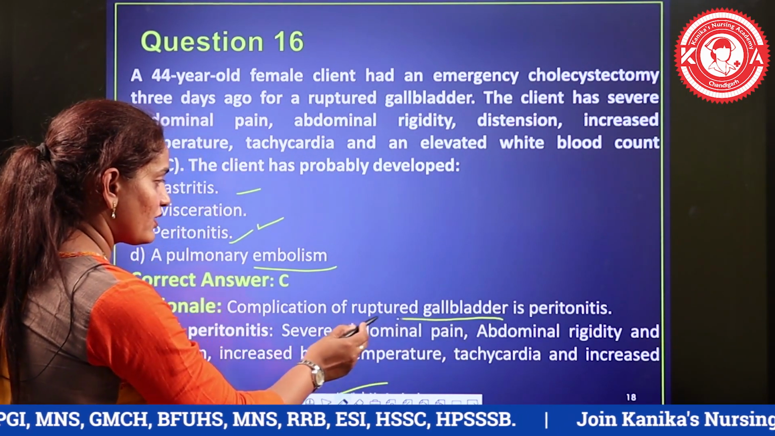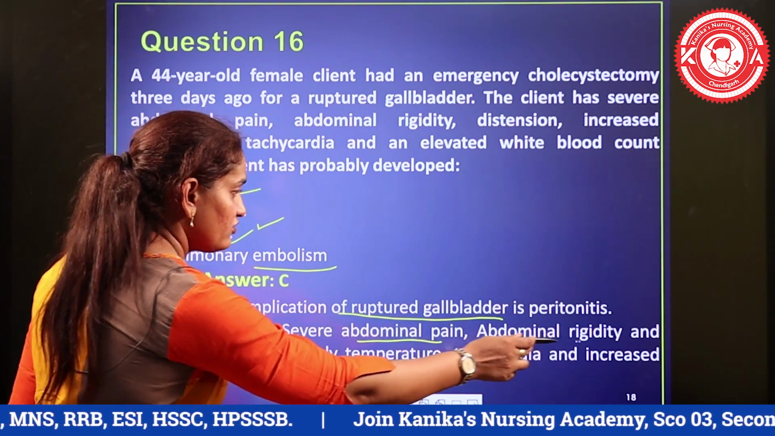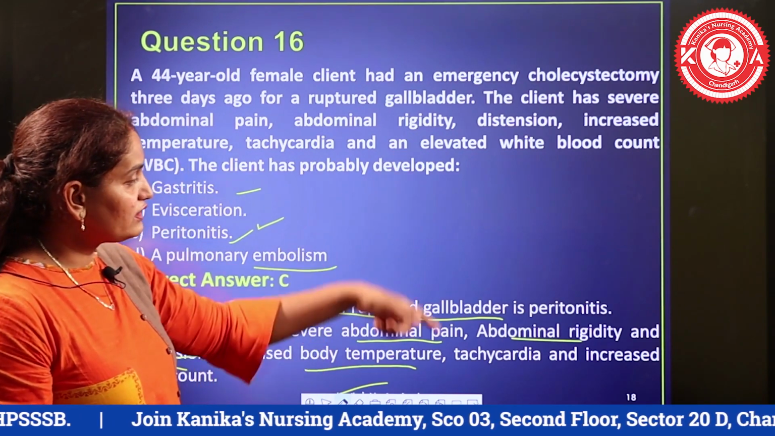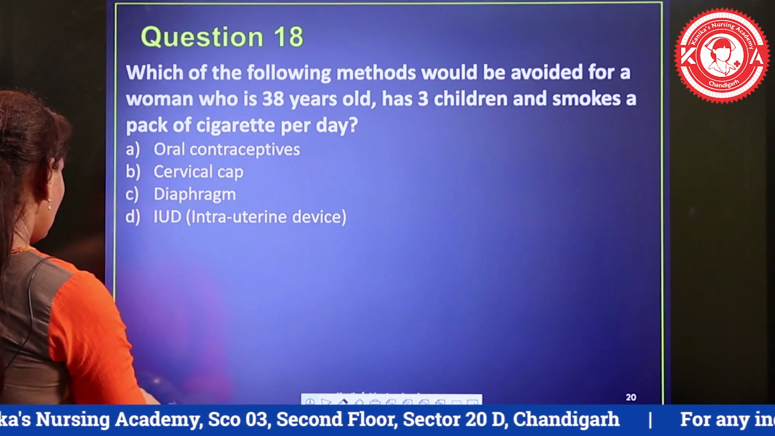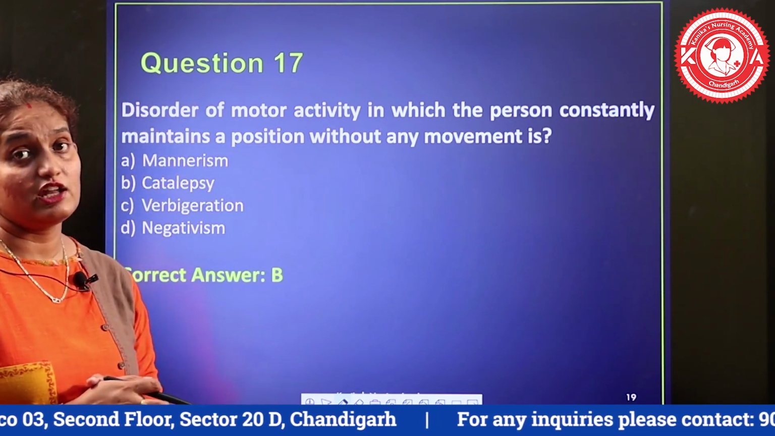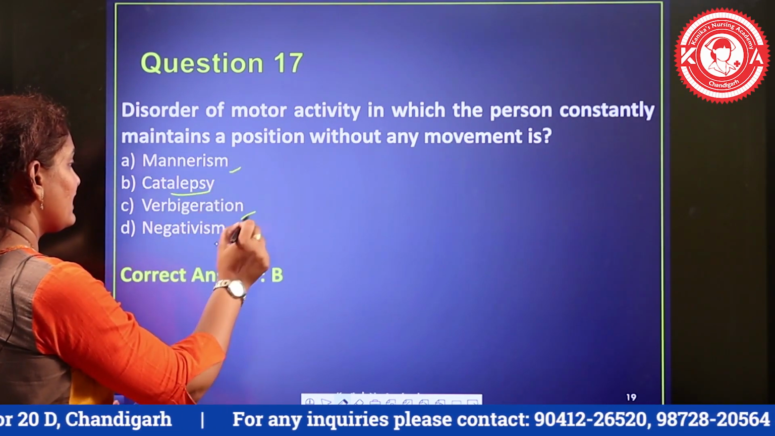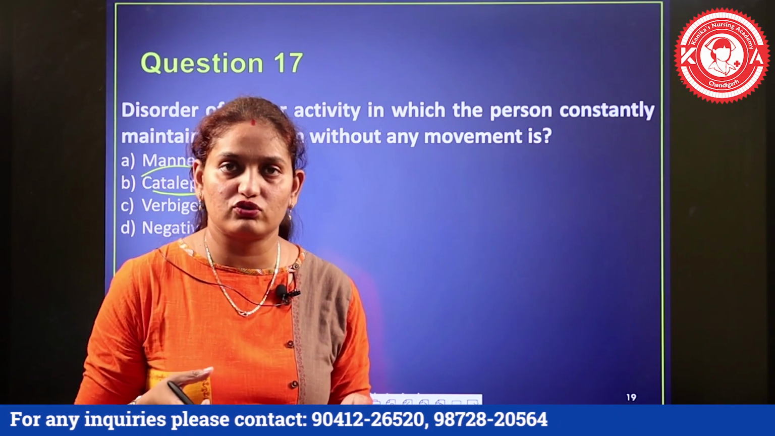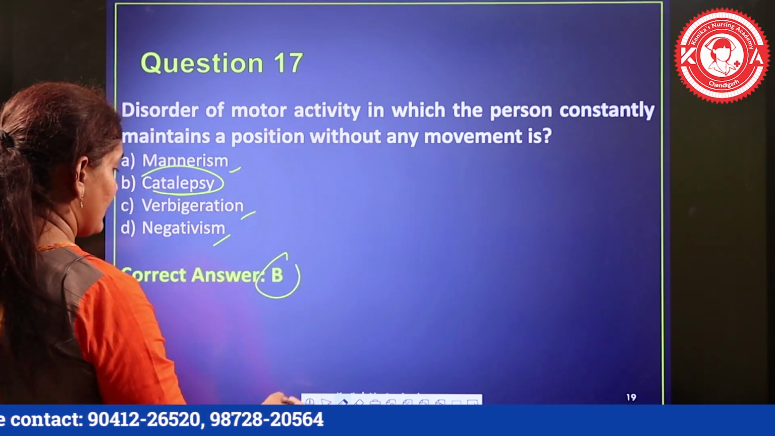The important complication of ruptured gallbladder is peritonitis, and the main symptoms of peritonitis are abdominal pain, rigidity of abdomen, distension, increased body temperature and increased WBC count along with tachycardia, and all these symptoms have been mentioned in this particular question. So the 17th question: a disorder of motor activity in which the person constantly maintains a position without any movement is known as mannerism, catalepsy or cataplexy, verbigeration or negativism. So answer is B, that is catalepsy, where the patient assumes a waxy posture. The person remains in a similar posture for a longer period of time, and it is a disorder of motor activity.